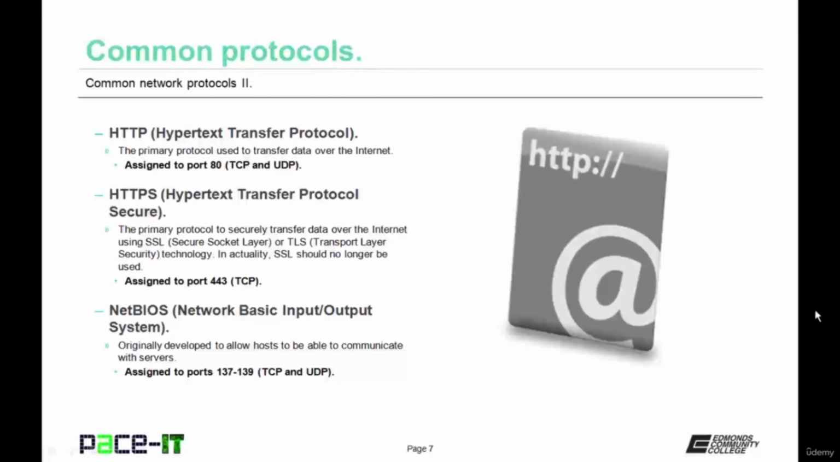Then there's NetBIOS, which is Network Basic Input-Output System. It was originally developed to allow hosts to be able to communicate with servers. It's assigned to ports 137 through 139, and it can use TCP or UDP as its transport protocol.